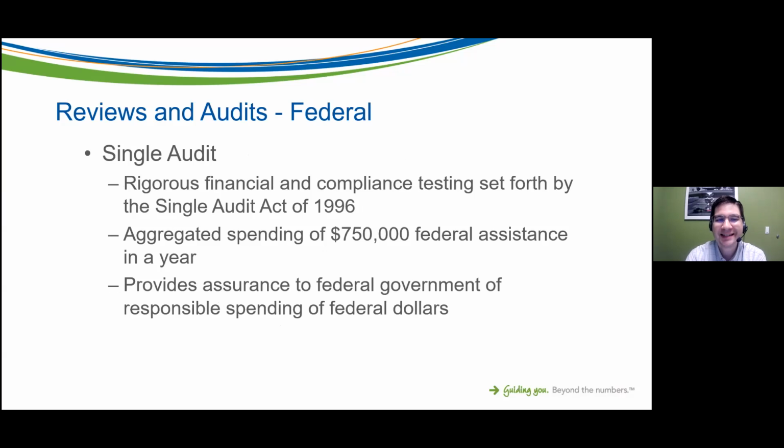The rules were set forth by the Single Audit Act of 1996. So it's aggregated spending, not necessarily receiving, but spending of $750,000 of federal assistance in a year. So once you hit that threshold of your program spending $750,000 aggregate, so it could be multiple programs, that triggers the single audit. And the goal of it is to provide assurance for good use of federal dollars. They tend to be very compliance heavy, the auditors will dig deep and they will dig far.